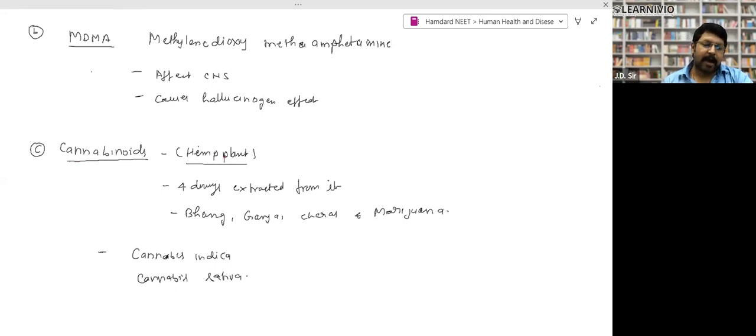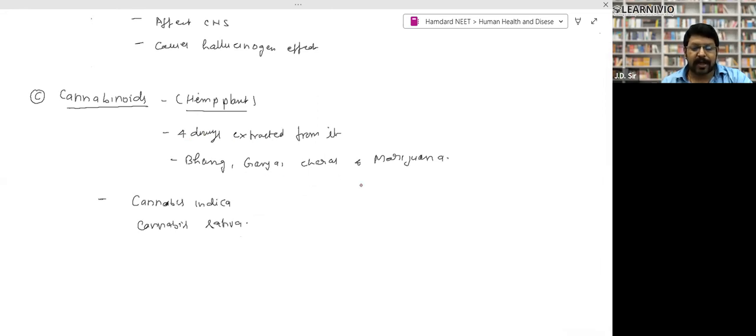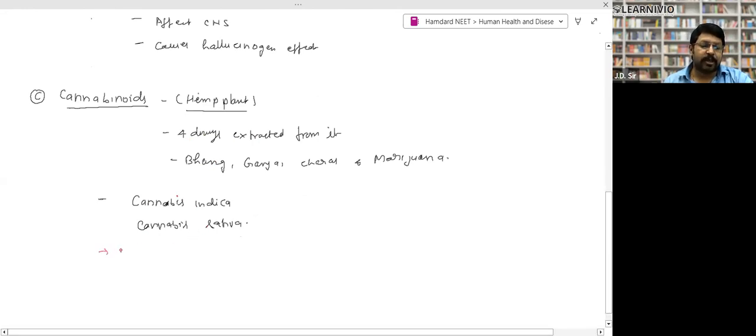Cannabinoids come from the hemp plant, the most frequently used drugs. Four drugs are extracted from it: bhang, ganja, charas, and marijuana. It is extracted from a plant. The name of the plant is Cannabis sativa or Cannabis indica. The common name is weed. You must have heard this name, weed. Weed is basically Cannabis sativa, right?